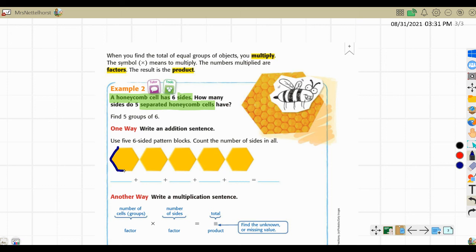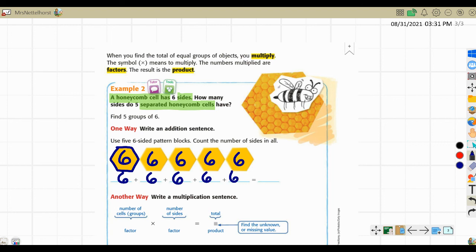1, 2, 3, 4, 5, 6. So this one has 6. We're going to use our hack. This is exactly the same. So it also has 6. This one has 6. This one has 6. This one has 6. Okay, so now I'm going to plug that into my repeated addition sentence. 6 plus 6 plus 6 plus 6 plus 6.